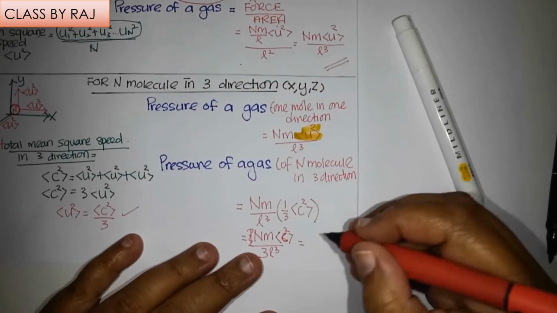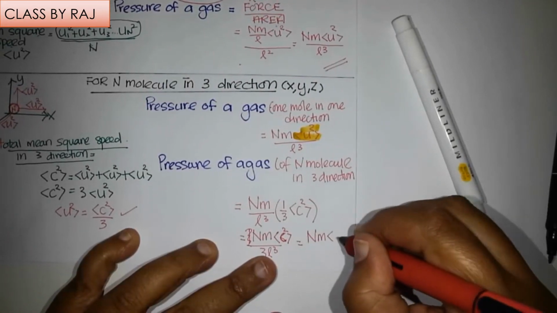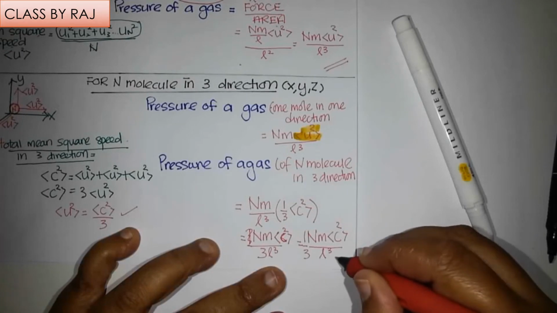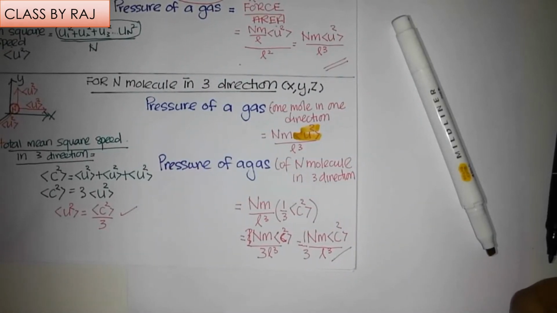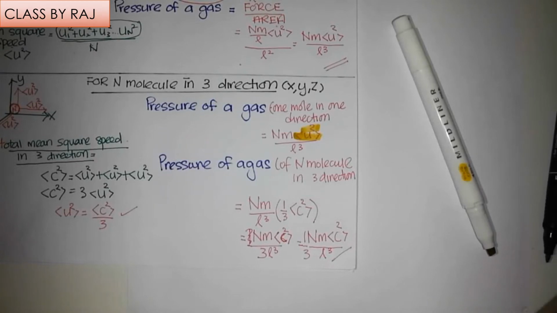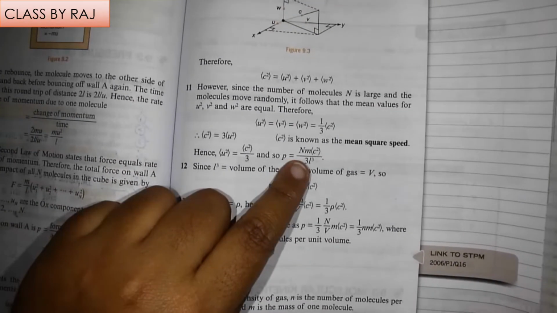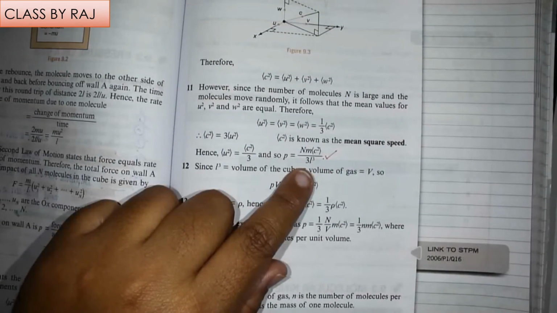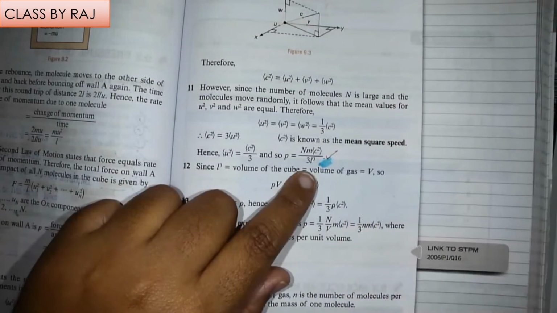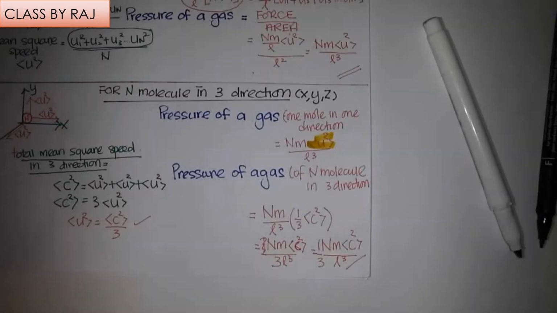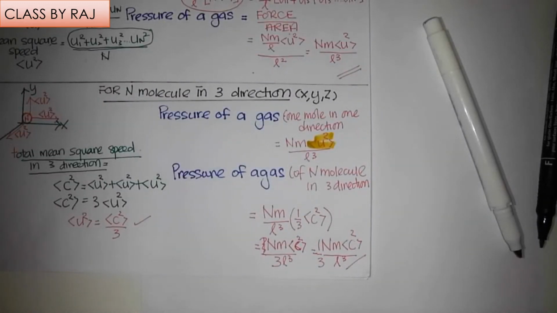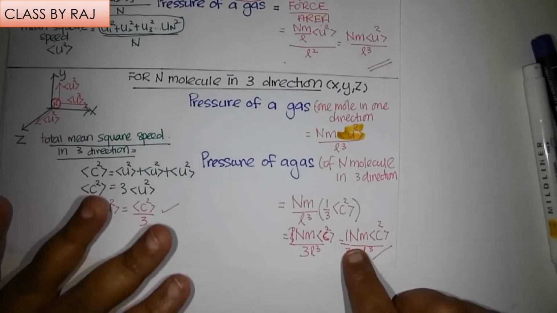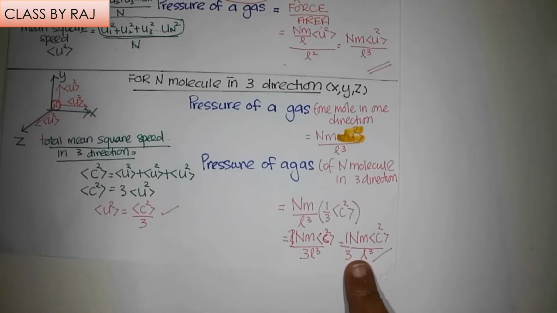I didn't write it properly, I will write it down for you properly. Nm. So this will be the formula. If you look at your textbook, you will get the formula 1 over 3 Nm mean square speed. Now, from here, what do you get, class? Okay, right. So this is how you get the pressure of a gas. You need to know how to derive this formula.